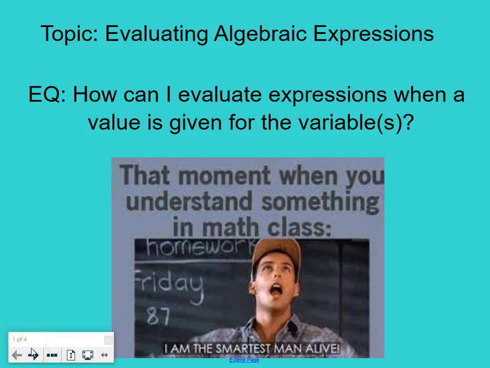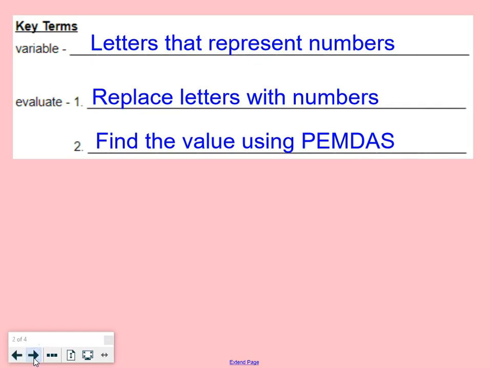Today our topic is evaluating algebraic expressions, and our essential question is how can I evaluate expressions when a value is given for the variable? First off, just some key terms. A variable is letters that represent numbers. Any letter that represents a number.